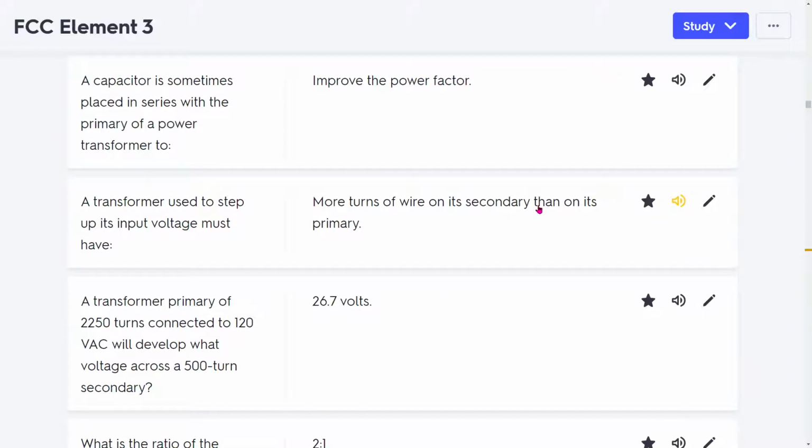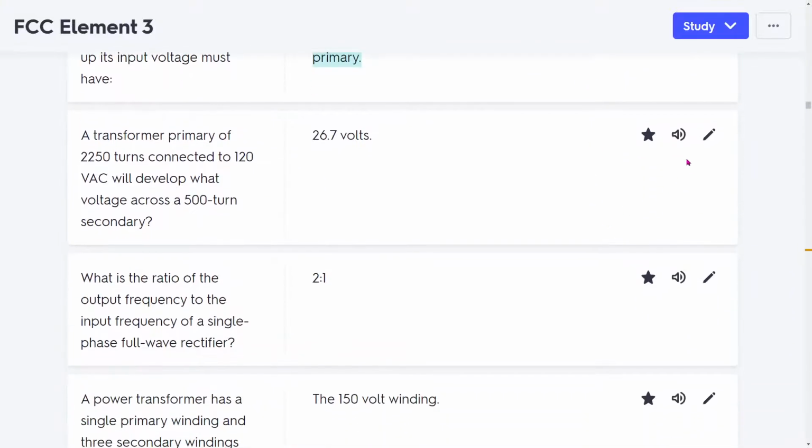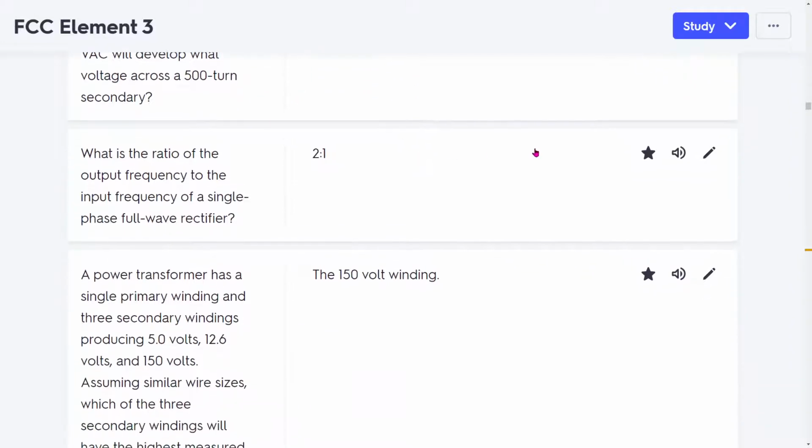A transformer used to step up its input voltage must have more turns of wire on its secondary than on its primary. A transformer primary of 2250 turns connected to 120 VAC will develop what voltage across a 500 turn secondary? 26.7 volts. What is the ratio of the output frequency to the input frequency of a single-phase full-wave rectifier?